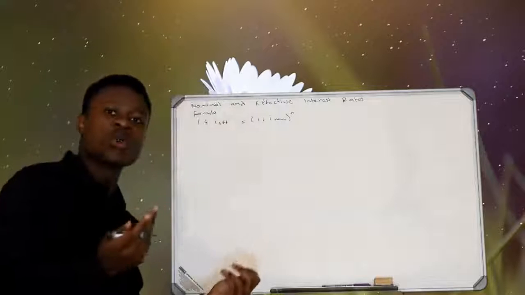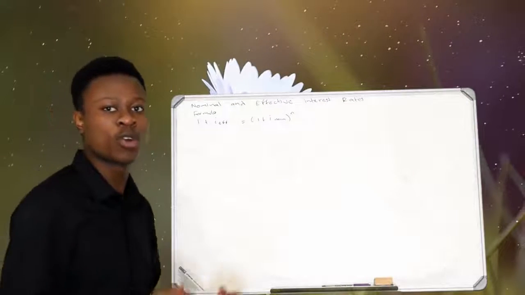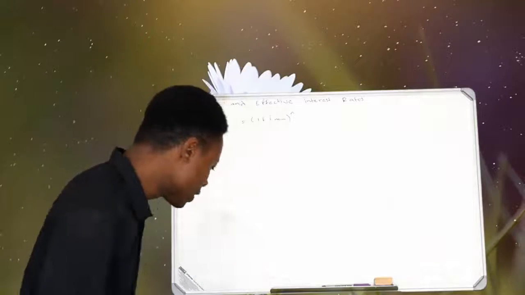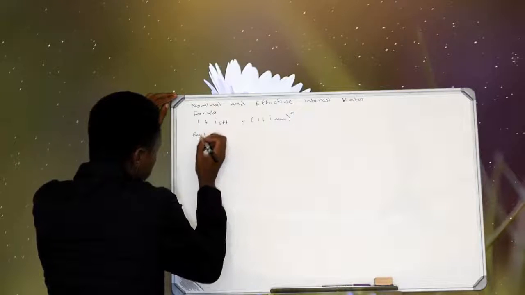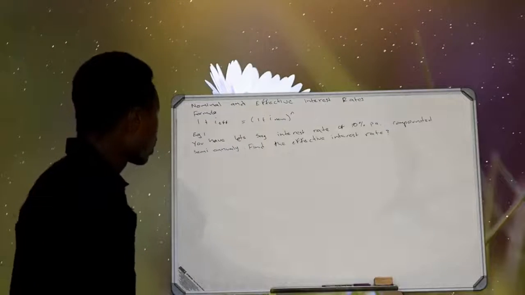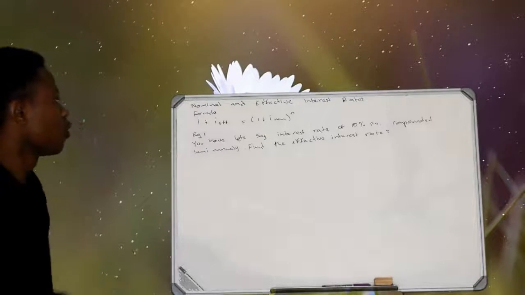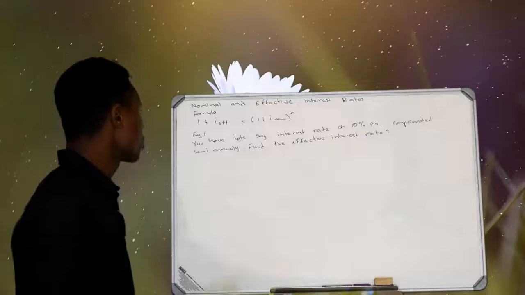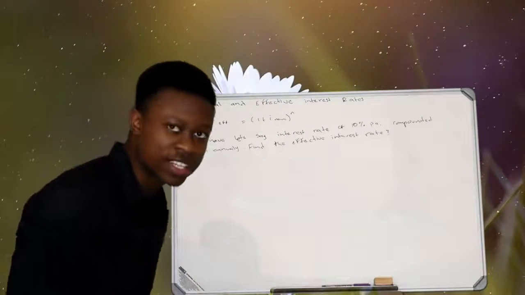So let's do an example so that we know what I'm talking about and get comfortable with this stuff, because this stuff is not complicated. Example 1. The question says you have an interest rate of 10% per annum compounded semi-annually. Find the effective interest rate.